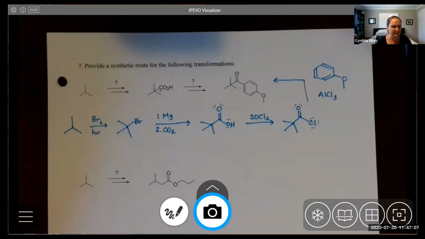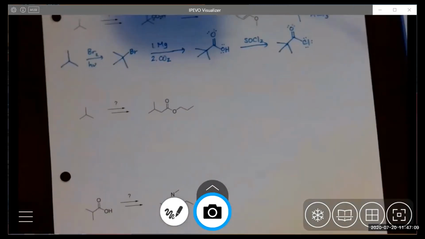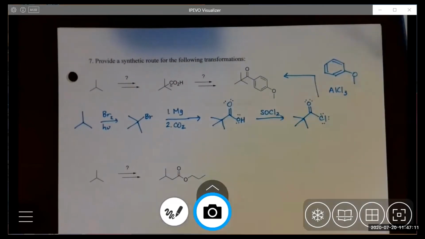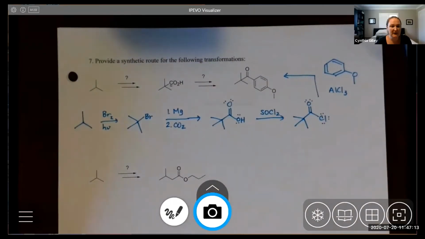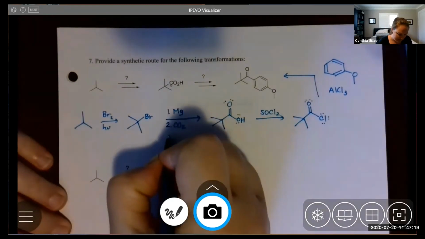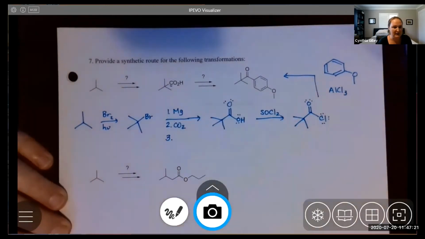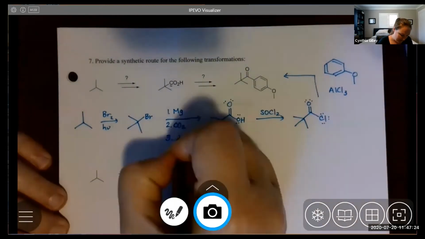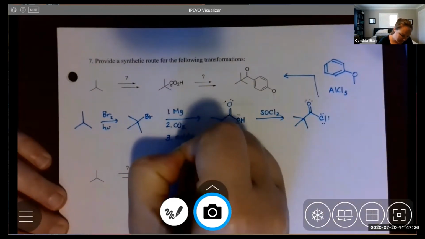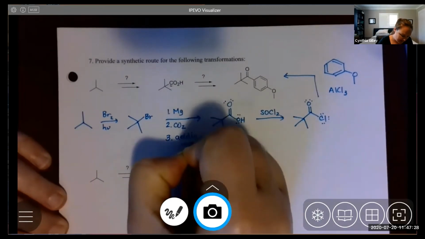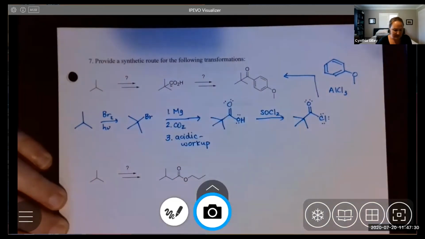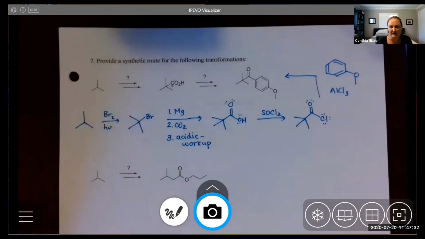On the step with the Grignard reagent, do we need to protonate with water or hydronium? Yeah, there would be an acidic workup. And so sometimes that's mentioned, right? They might mention H3O plus or water, but yes, when you are making a carboxylic acid, you need an acidic workup to make sure that you isolate the protonated carboxylic acid.